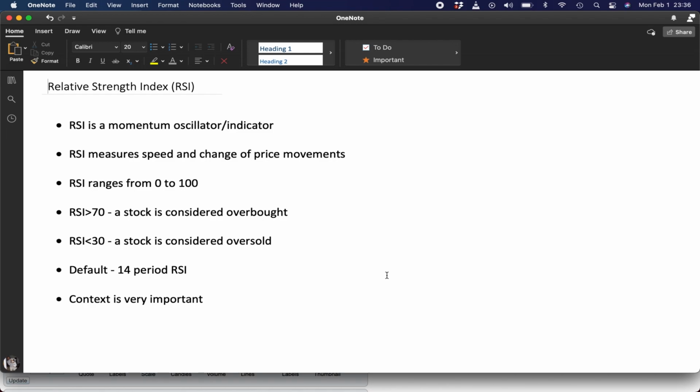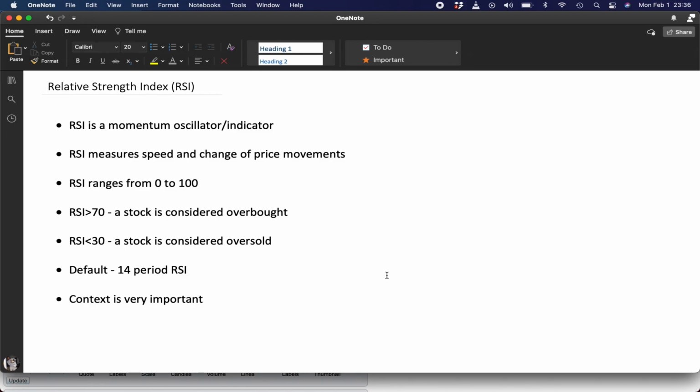Now, some traders will consider it a buy signal if a stock's RSI reading moves below 30, based on the idea that the stock has been oversold and is therefore poised for a rebound. I will show an example of this once we get through this.